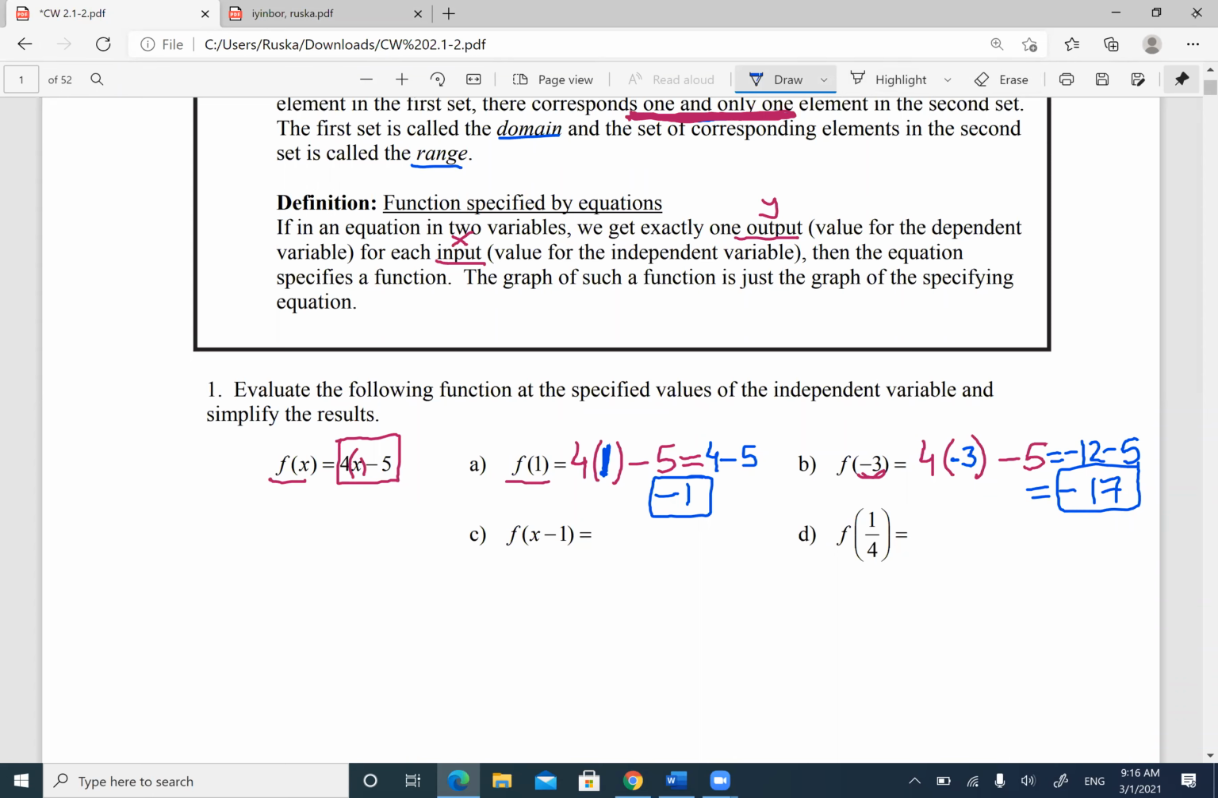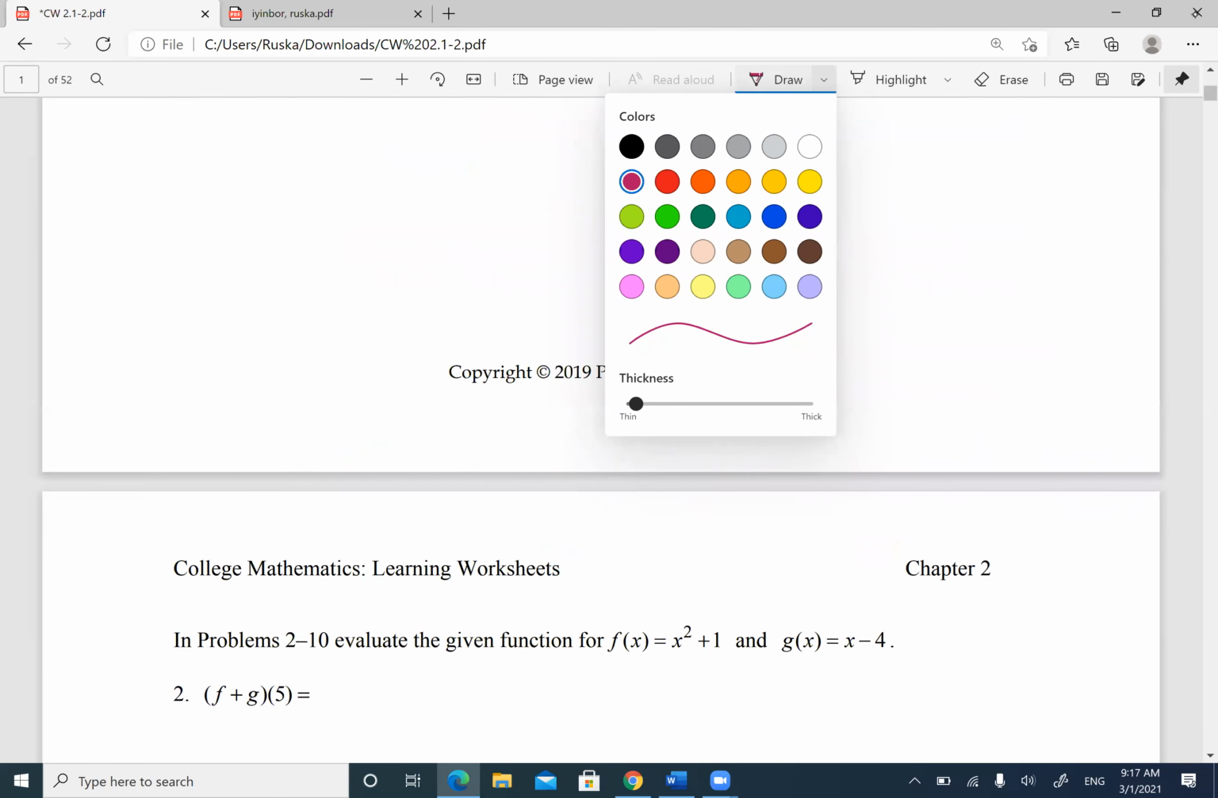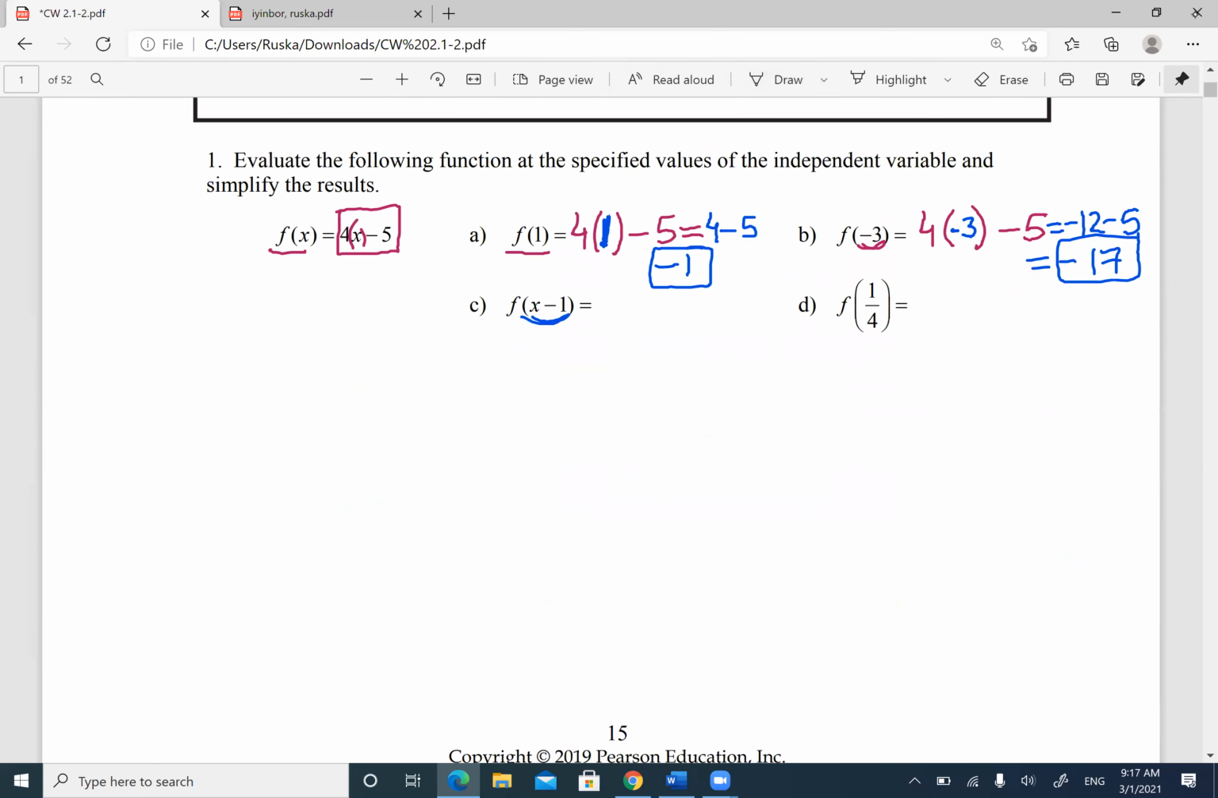F of x minus 1. So we're going to plug in x minus 1 now. So we're going to do the same. Copy the function and put parentheses for x. Oops, sorry, I clicked something. Where was that? Okay, here.